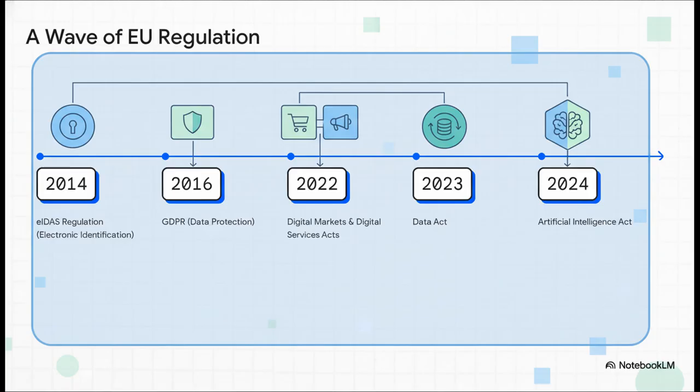There has been a remarkable wave of regulation. Starting with the eIDAS regulation in 2014, we've seen a cascade of major legislative acts: GDPR, the Digital Markets and Services Acts, the Data Act, and now the Artificial Intelligence Act. The EU is very deliberately constructing a comprehensive legal framework for the digital age.